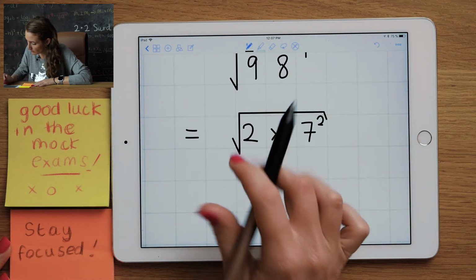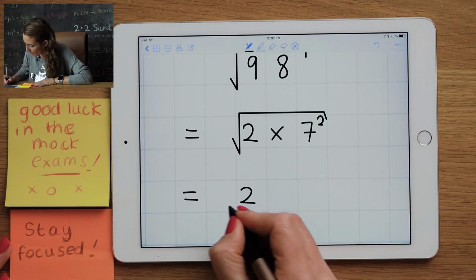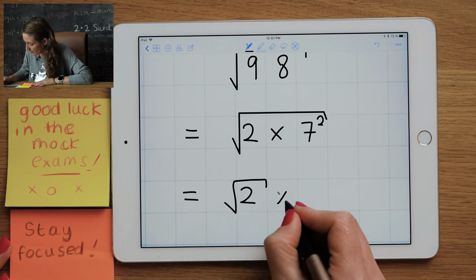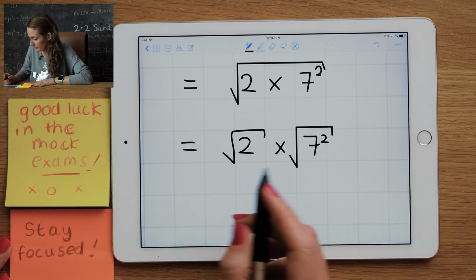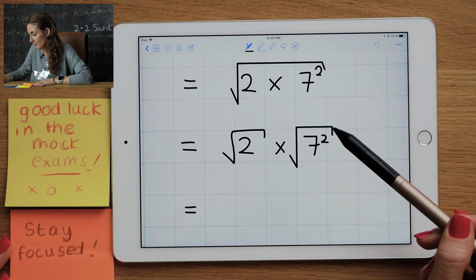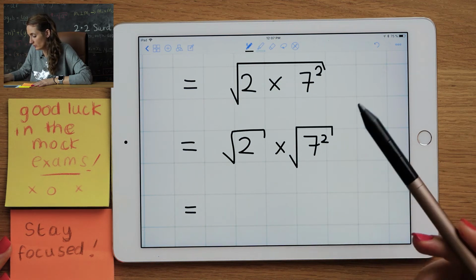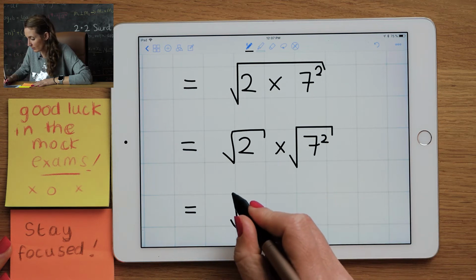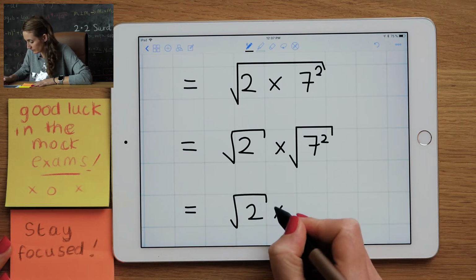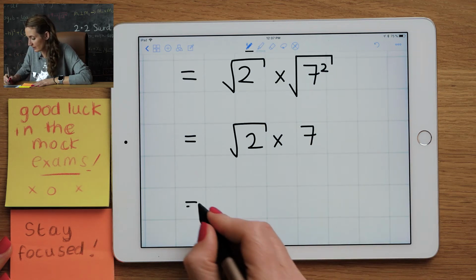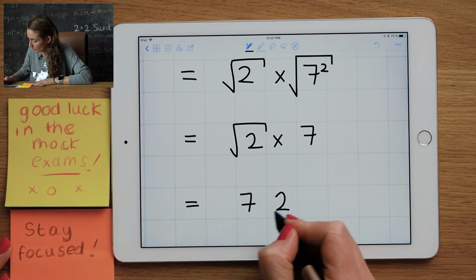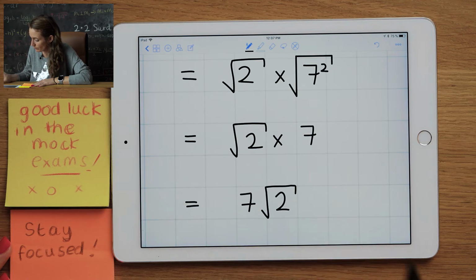Now I'm going to put the square root onto both numbers separately. Now, whenever you have a square root together with a power 2, they will cancel each other out. So that will leave me with just 7. And I have the final answer of 7 square root 2.